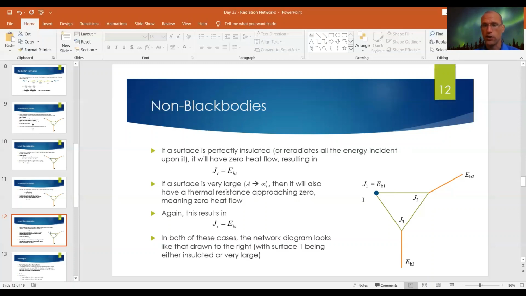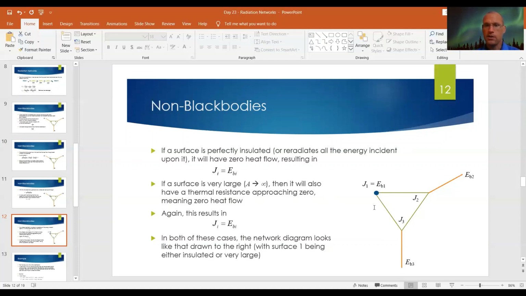So in this case, I've looked at object 1 as being the insulated object or perfectly reflecting object. And my radiation network becomes this guy here, which is actually easier because I generally know what EB1 is. That's just sigma T1 to the 4th power. So that guy is no longer an unknown. And all I have in this case is 2 unknowns, J2 and J3. So I still have 2 equations and 2 unknowns, but that's a lot better than 3 equations and 3 unknowns. So my life gets a lot easier in this case.